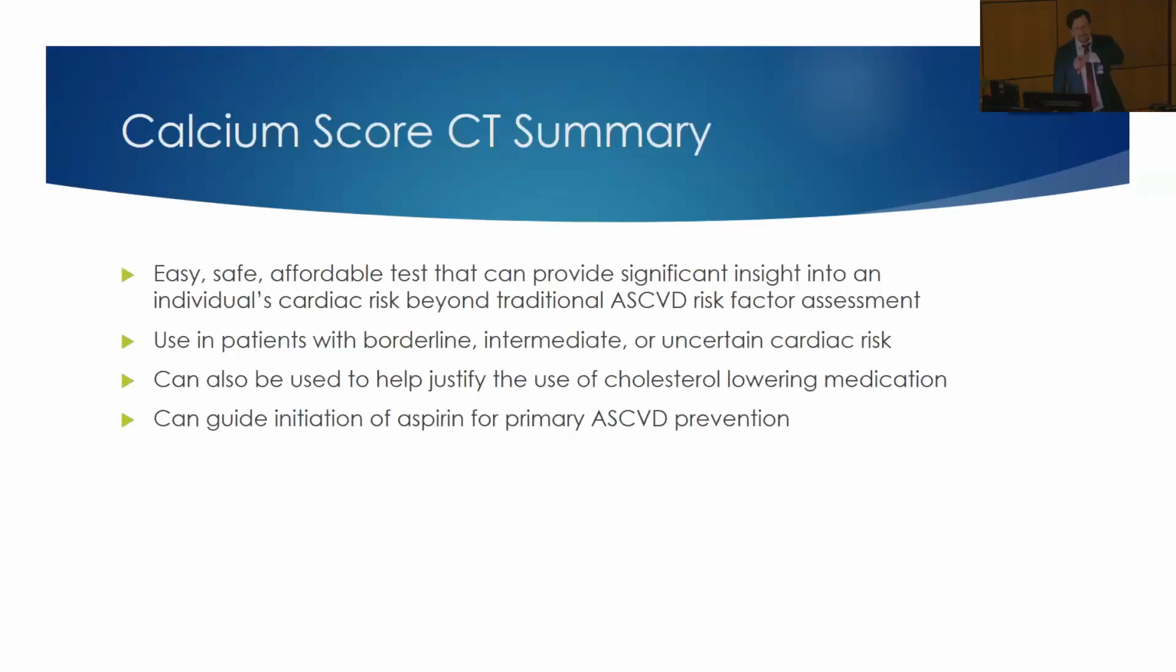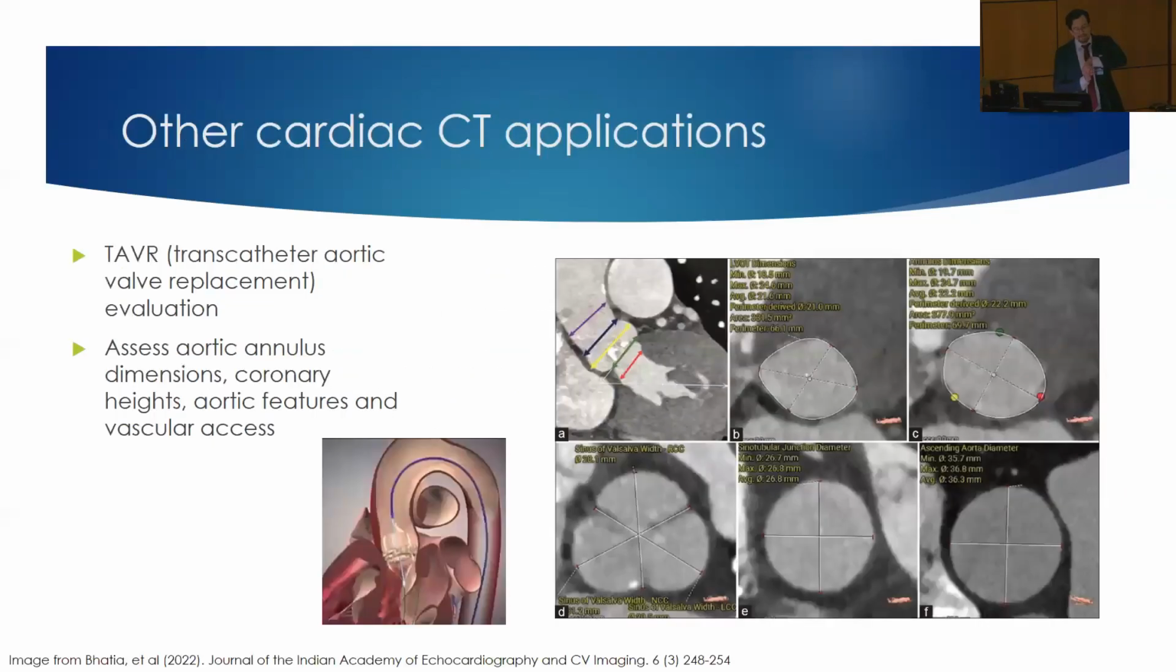So let's see here. I think I'm starting to run out of time. So I'll just talk quickly about some other things we can use cardiac CT for. We use them for our TAVR patients. When you put in the percutaneous TAVR valve for patients who are poor candidates for surgical aortic valve replacement, we always do a CT to get measurements of the annulus, or the lower plane of the aortic valve, and what size of a TAVR valve that would accommodate.